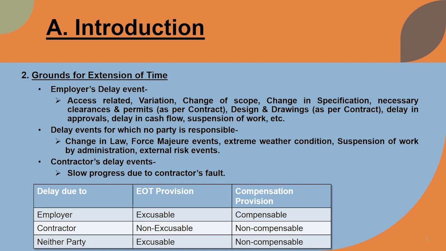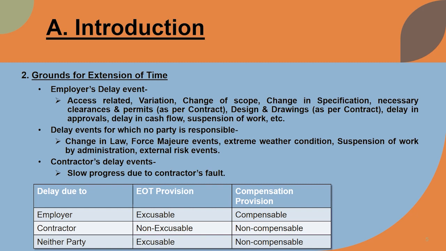The employer's delay can be access related, variations, change of scope, change in specification, change in standards, necessary clearances and permits, design and drawing approval, delay in approval, delay in cash flow, suspension of works. The contractor's delay can be slow progress for which the contractor is at fault. The delay for which no party is responsible can be change in law, force majeure events, extreme weather conditions, suspension of work by administration, external risk events.